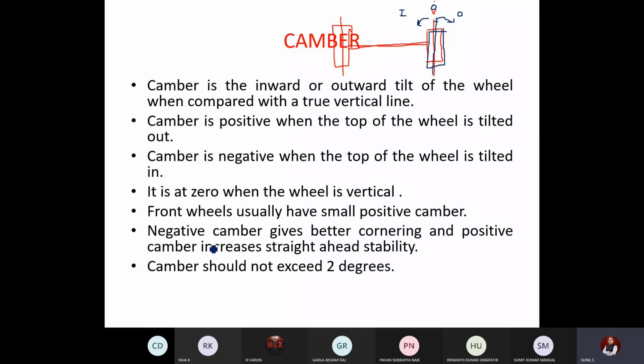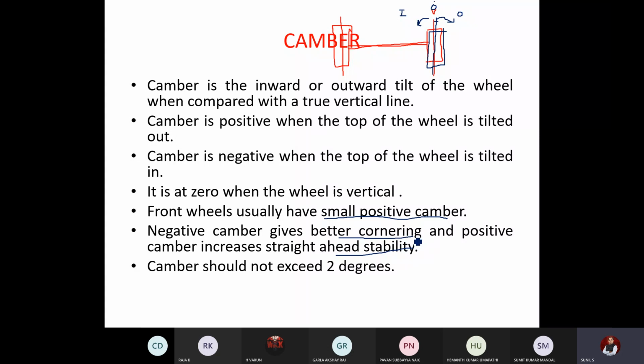Usually front wheels will be given a small amount of positive camber. Why it should be given: this positive camber always increases the stability of the vehicle when the vehicle is moving straight, whereas the negative camber, that is tilting inward, will increase the stability of the vehicle during cornering, when you turn the vehicle in the corners.